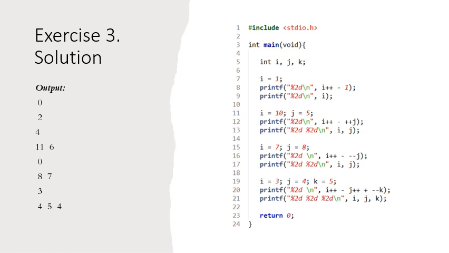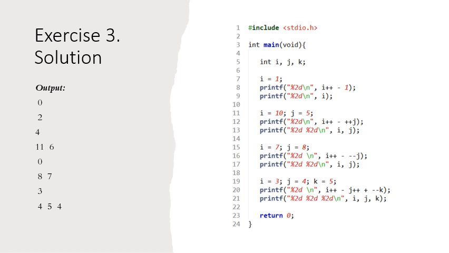So since we have I++, we are incrementing. But in here, we do not change the value of I first. The value is still unmodified in here, so it will still be 1. So 1 minus 1 is 0.